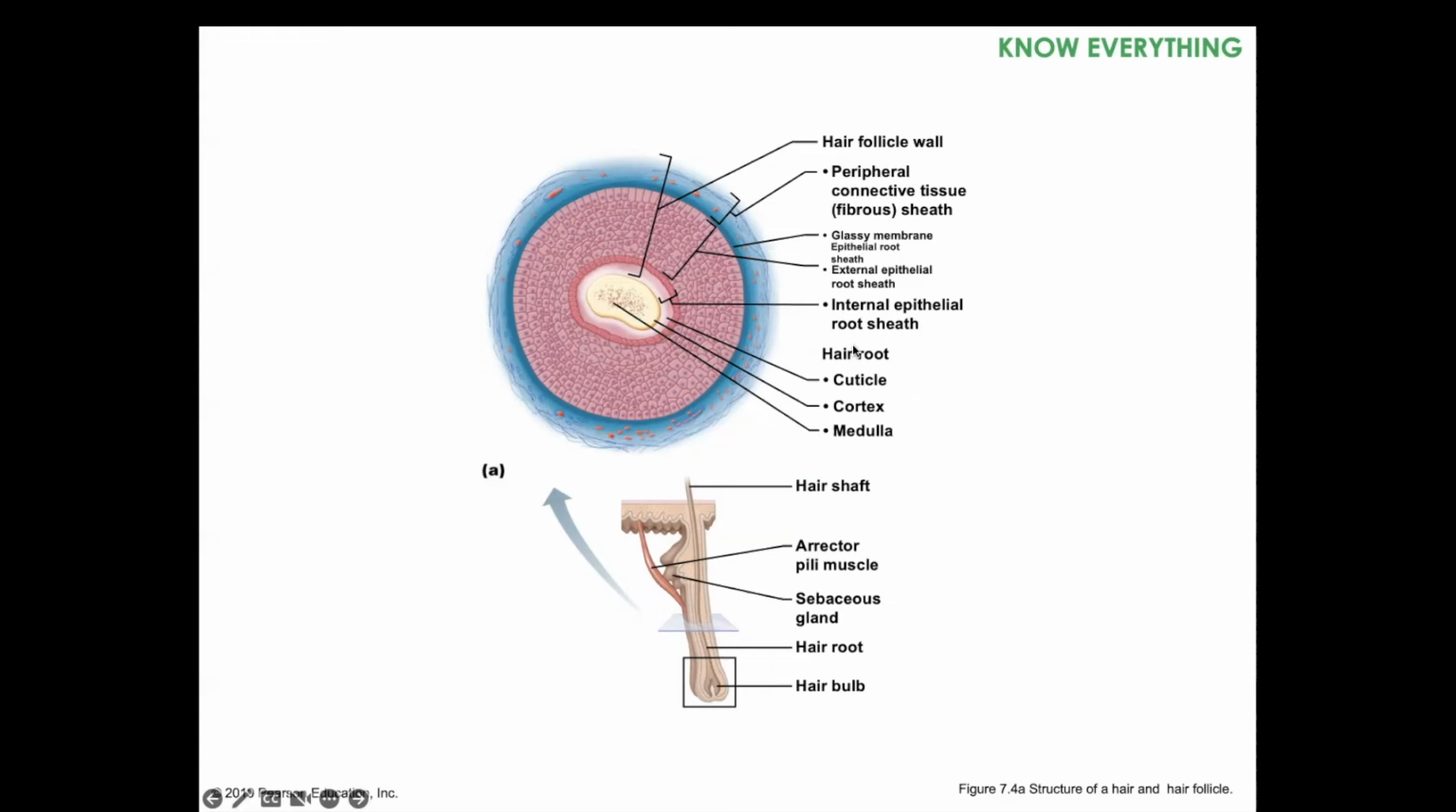For this slide, just make sure you guys can identify each layer of the hair follicle. Don't really worry about the function that much. Just make sure you guys can know the different layers found in the hair follicle.